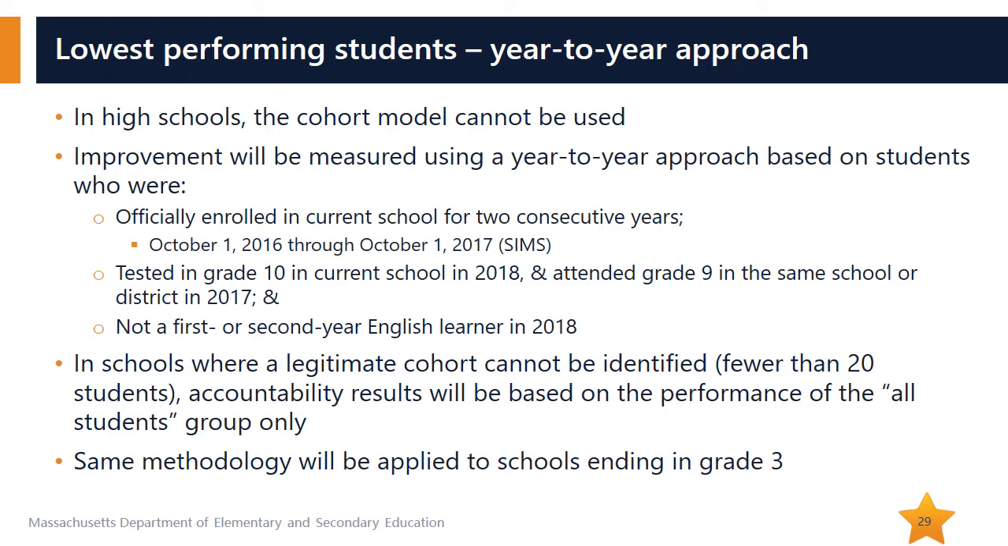Students who take the MCAS Alt will not be eligible for inclusion in the group, nor will first or second year English learners. In the year-to-year approach, for 2018 reporting, the department will look at the performance of a school's lowest performing students in 2018 and compare it to the performance of the lowest performing students in the previous year. While this does mean comparing the results of 2 different groups of students, we are still controlling for transiency by including only those students who were enrolled in the school for 2 years.